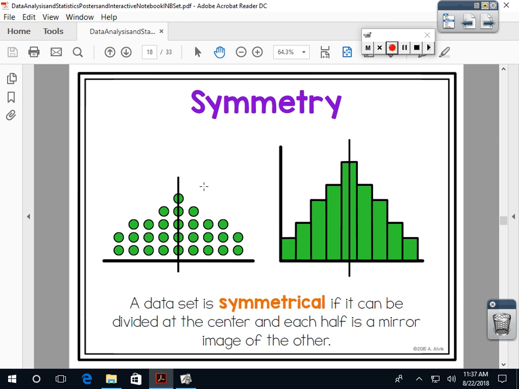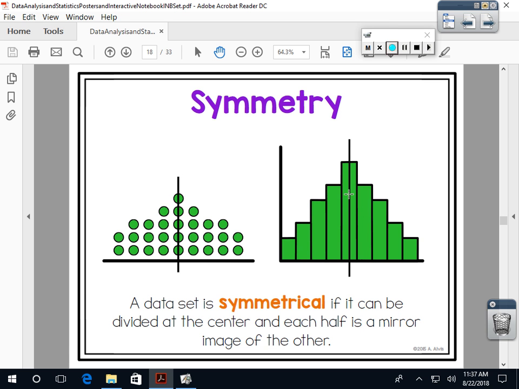We talk about symmetry first. So you're also writing this up under that same flap. That's why it's such a big flap. A data set is symmetrical if it can be divided at the center and each half is a mirror image of the other. So like in a dot plot, you can see that if you draw a line right down the middle, it's symmetrical. 2 dots, 2 dots, 3 dots, 3 dots, 3 dots, 3 dots, 4, 4, and then in the middle is 5. Now it doesn't have to be that amount of dots. It just has to be a mirror image, the exact same on both sides.